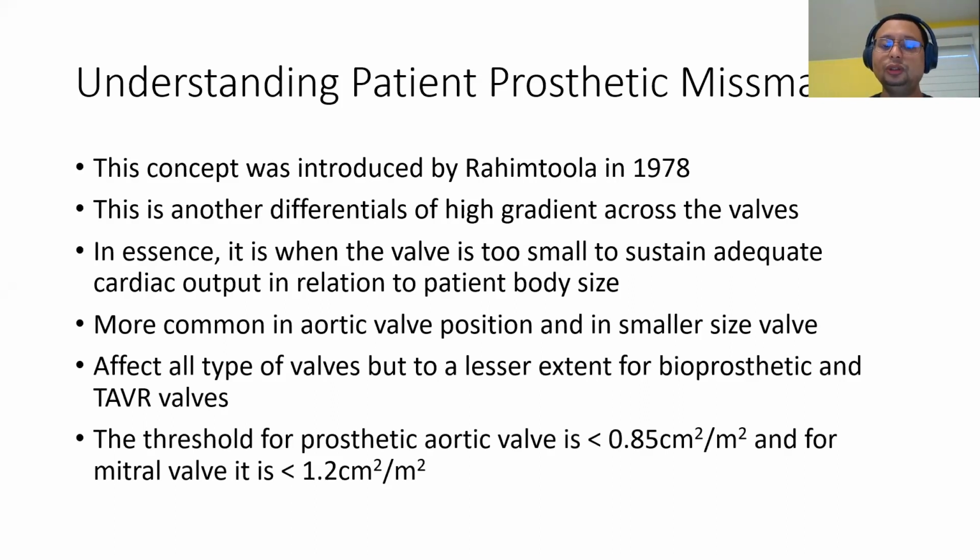What is the threshold? The threshold for aortic valve is less than 0.85 centimeter squared per meter squared for PPM and less than 0.6 centimeter squared per meter squared for severe PPM. For mitral valve, it is slightly bigger. It is at less than 1.2 centimeter squared per meter squared.